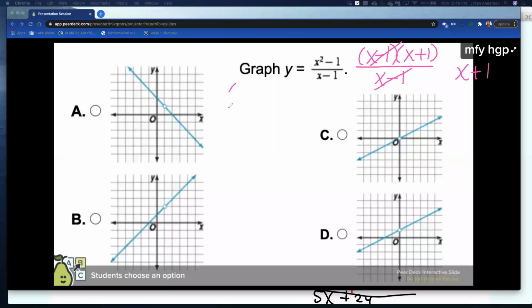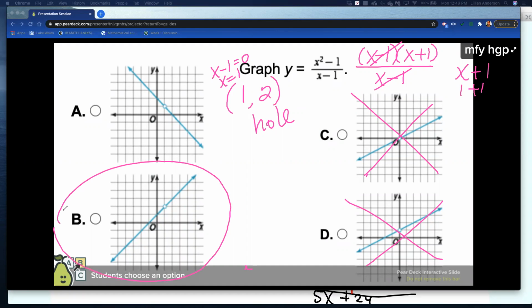It's going to be located at +1 because remember you set the canceled out factor equal to 0, so you'll get x is equal to 1. That right there would eliminate this one here for C as well as for D because the x coordinate of the hole is actually 0, not 1. And so then we would want to plug that into the simplified form, which was over here, x plus 1. So 1 plus 1 ends up becoming 2. So we have a hole at 1, 2. So your answer should have been B.